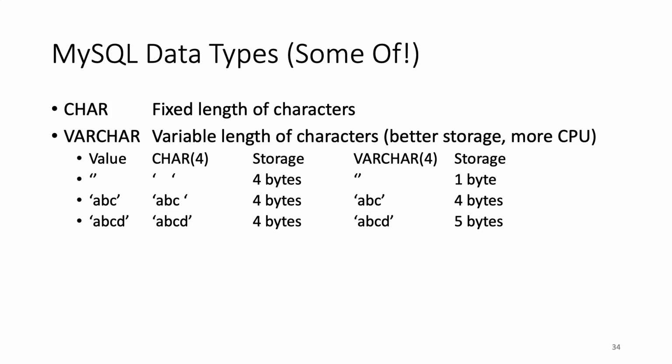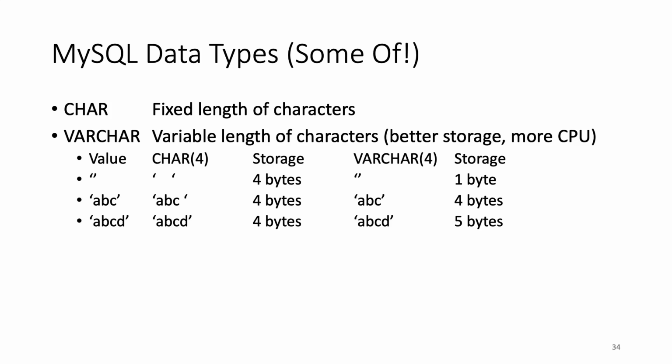We have char. Char is a fixed amount. Char 32 is 32 bytes. It's always 32 bytes. It reserves 32 bytes on the hard drive, and whether you want it or not, it will use 32 bytes. You try and store 33 in it, it will blow up. You store 30 in it, or less than 32, and it wastes space. Varchar, variable char, says, I'll need up to.